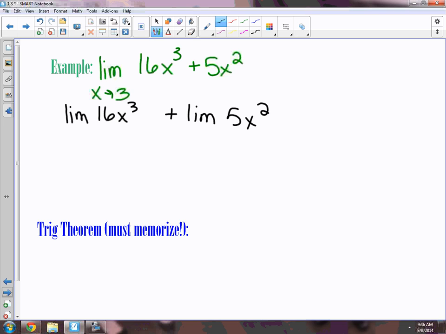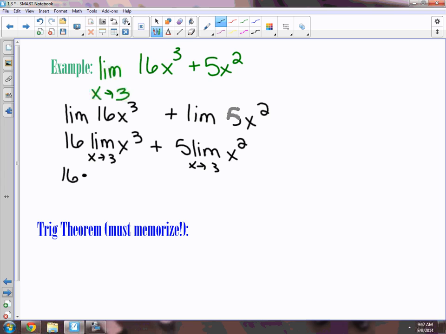Okay, what's another property we could use? Scalar. Which one has a scalar? They both do. And then what can I do? Is there anything else I need to do with the limit part, or is that in shortcut form? That's the third shortcut, right? X to a power. So this is x approaching 3. Okay, so we've got 16 times a 3 in there, 3 to the third power, plus 5 times 3 to the second power.